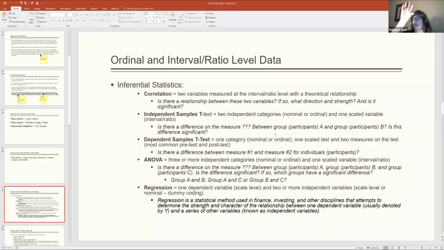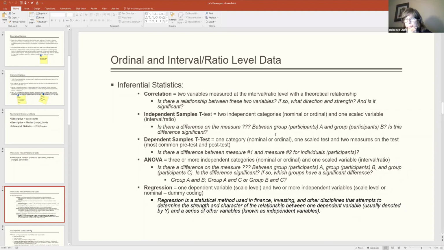So maybe this is females in 8th grade, and you're giving them a bullying questionnaire and you're providing an intervention, and then you're doing a post questionnaire, and you're going to compare them on the pre and the post test. So it's the same group of individuals, but it's measured twice. Almost always this is used for pre-test, post-test in what we do.